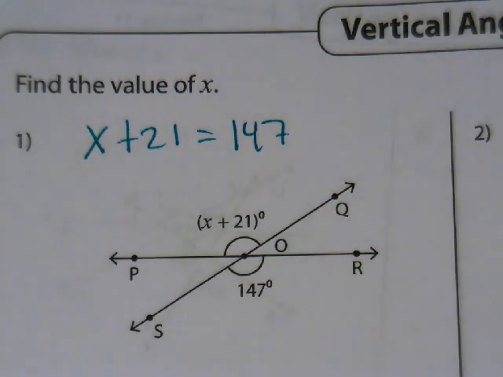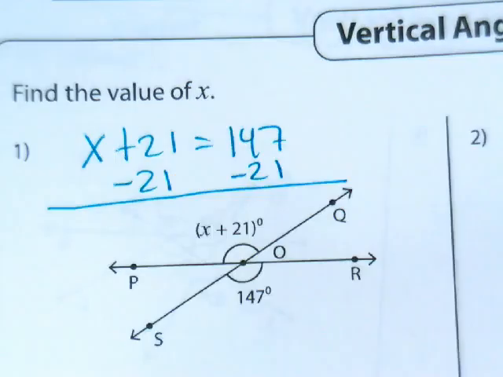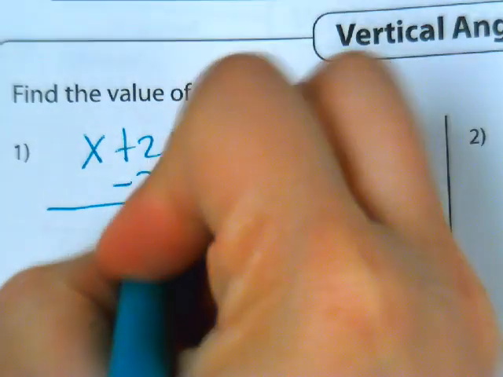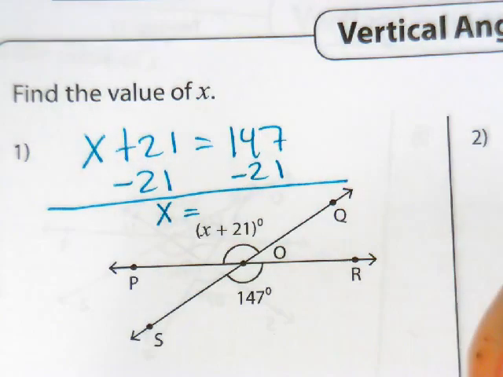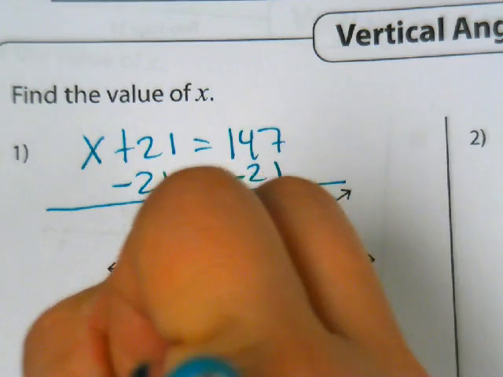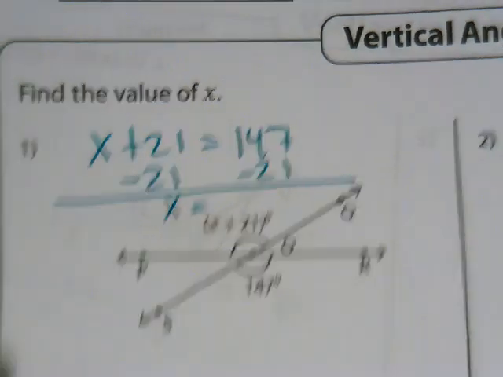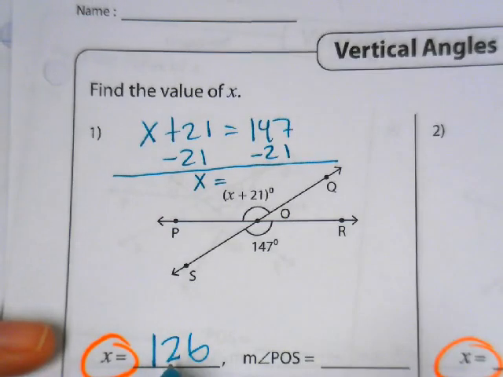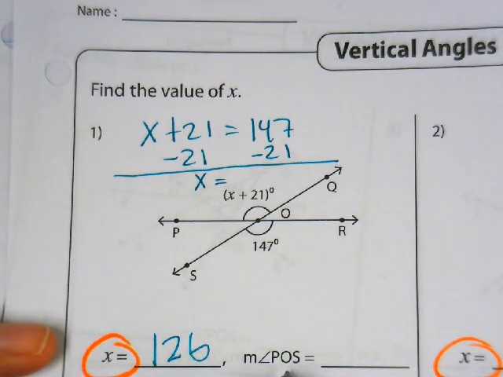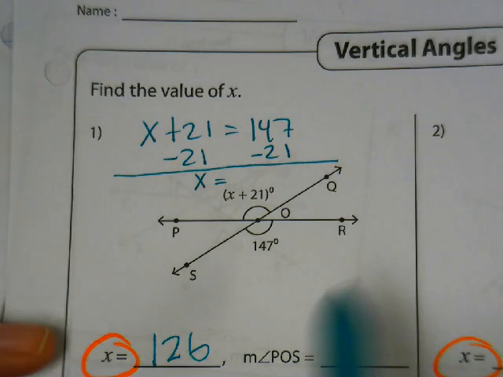What number is next to the x? That's the number you move. How am I going to move the 21? Minus 21, minus 21. There's no borrowing. Fantastic. What is x equal to? So we write that down. The x. So here you're going to write down 126. It makes my life easier to correct. You're going to skip where it says POS until the end of the period. And then we're moving on.